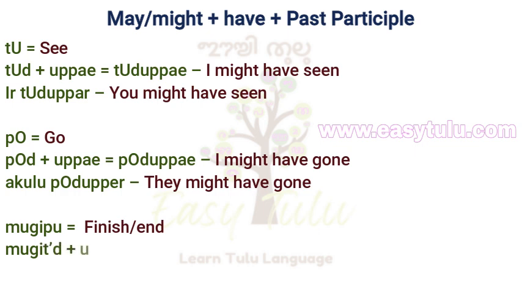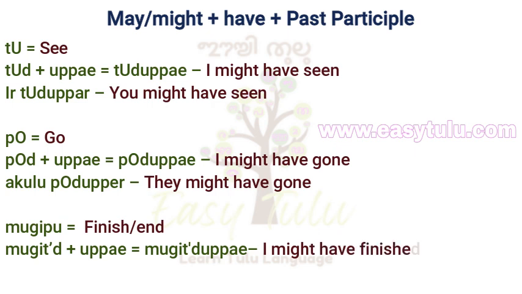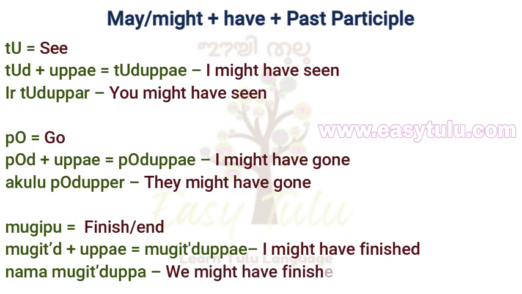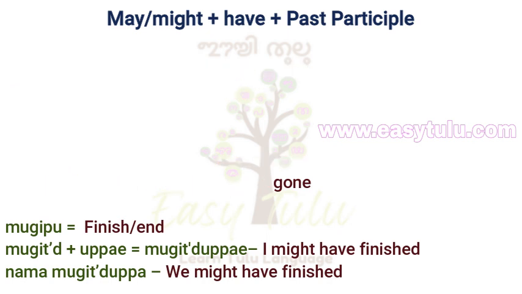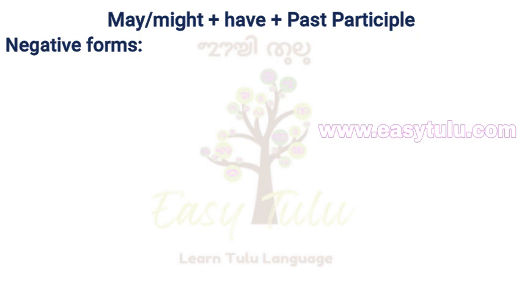Next one, mugipu means finish or end. Mugitudu is the past adverbial participle. Mugitudu plus uppe. Mugituduppe, I might have finished. Nama mugituduppa, we might have finished. Okay, now let us see negative forms in this structure.